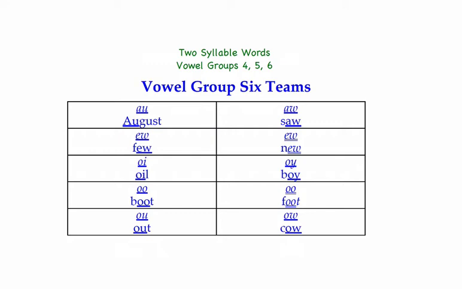Then we have the vowel group 6 teams. Vowel group 6 says two vowels join together and form a team, but the first vowel does not say its name or does not represent its long sound. Instead, the team represents a different sound. And you have to memorize the sounds that these teams represent. And we have words that illustrate to you the sounds represented by these teams in the vowel group 6 category.